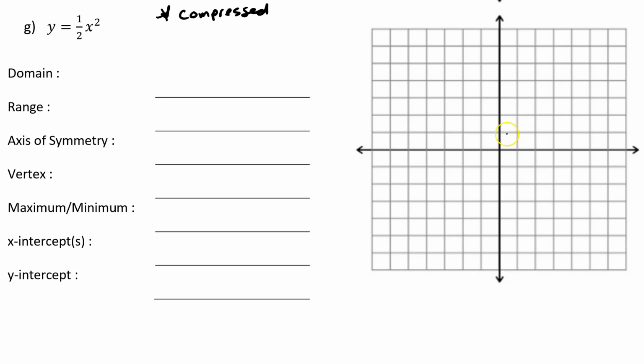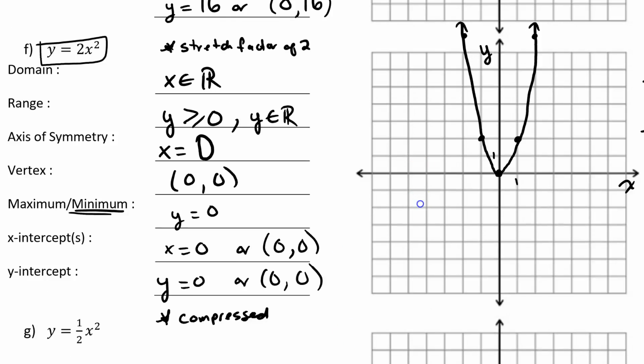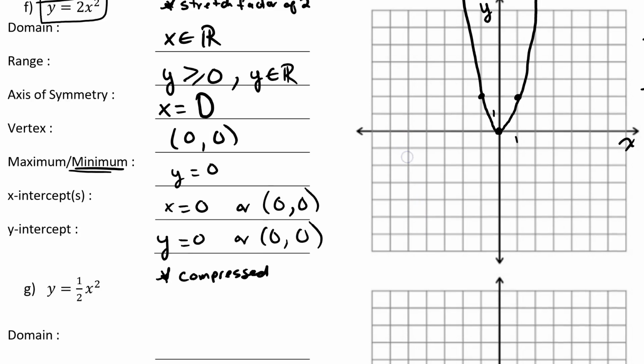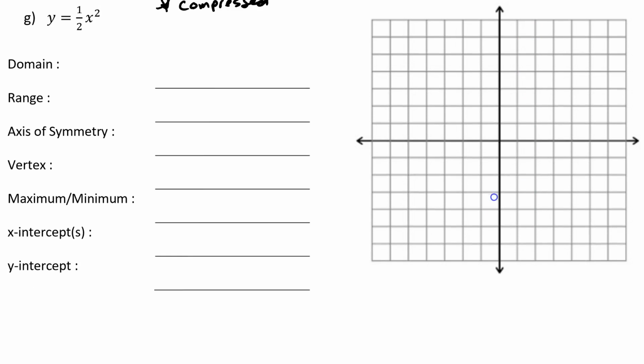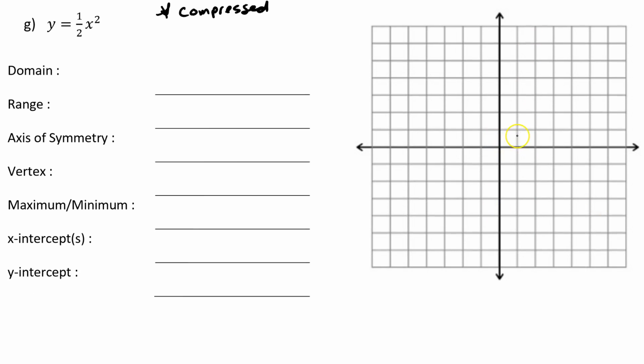So essentially what we were doing before is we were saying we go over 1 and up 1 times the stretch factor. In this one, we go over 1 and up 1 times 2, which is 2. Now this one, instead of going over 1 and up 1, from the vertex we go over 1 and up 1 times a half. So we're getting a value like this.